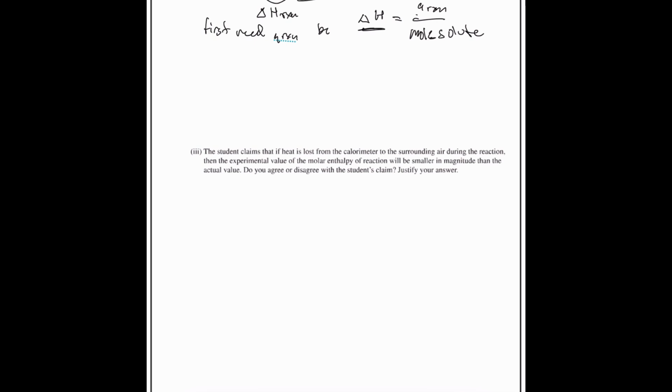That's just negative Q solution. And the Q of solution is that, and we make it negative, but we need it in kJ, so it's just negative 2.7, as I mentioned before. That over the moles of solute, and we have to calculate the moles of solute.